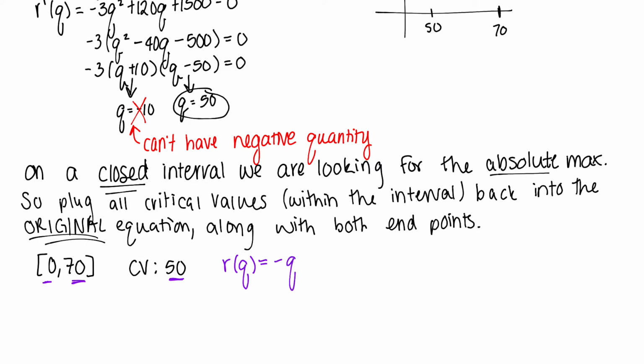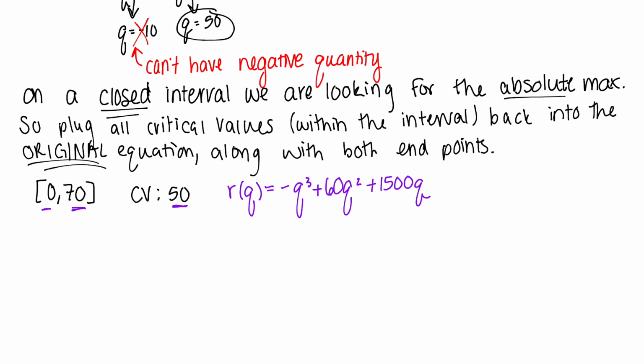back in the original equation, which was R of Q equal to negative Q cubed plus 60Q squared plus 1500Q. This is the original, not the derivative. So when you're doing these absolute extrema problems, you are plugging back into the original equation to find out the biggest Y value.